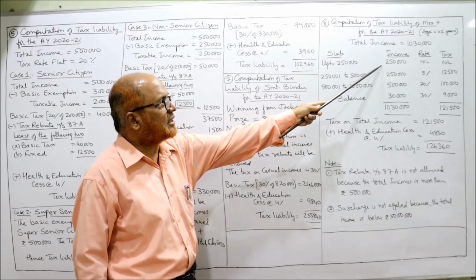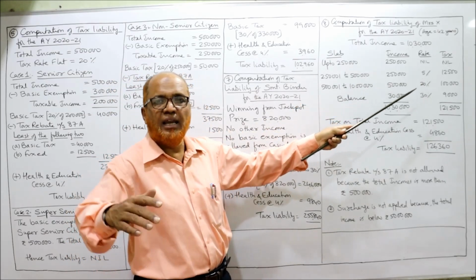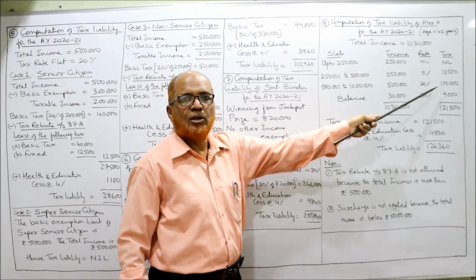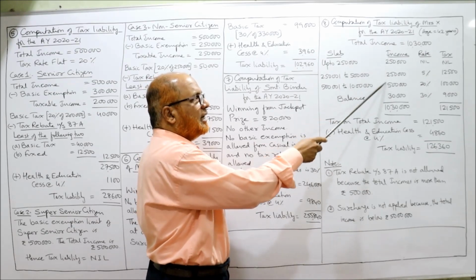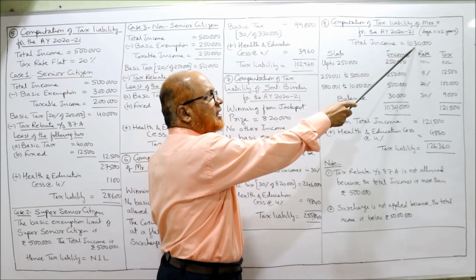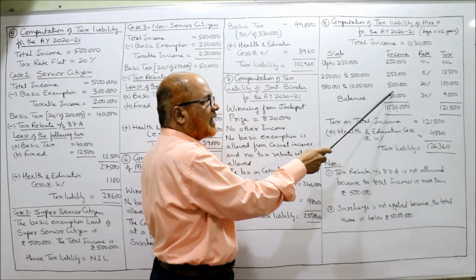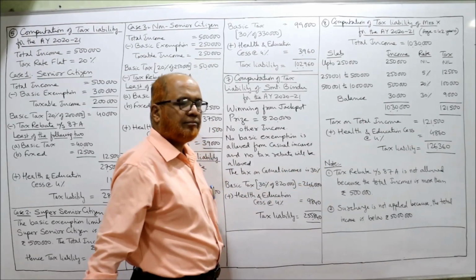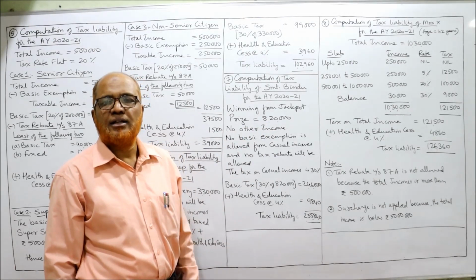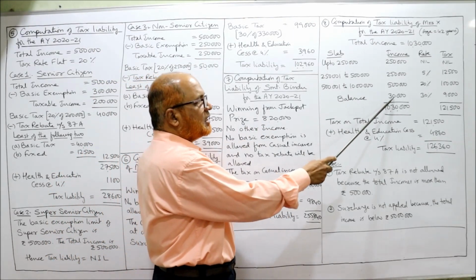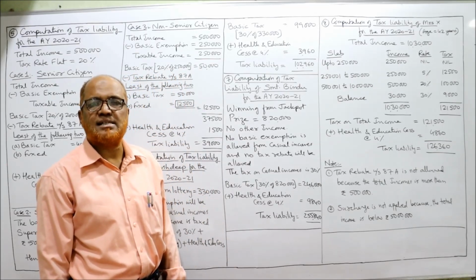So the first 2,50,000, no tax. Next 2,50,000, 12,500. Next 5 lakh rupees, 1 lakh. So how much is covered? 5 lakh plus 2,50,000 plus 2,50,000, that is 10 lakh. Total income is 10,30,000. From 10,30,000 deduct 10 lakh. 30,000 is the balance. On this 30,000 the tax rate is 30%. Last slab, 30%.